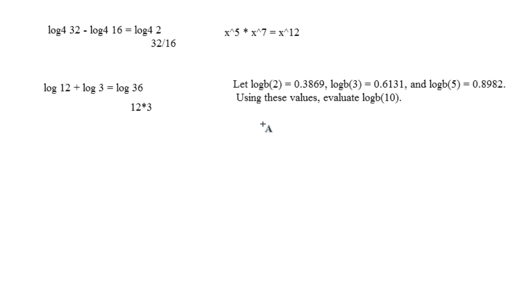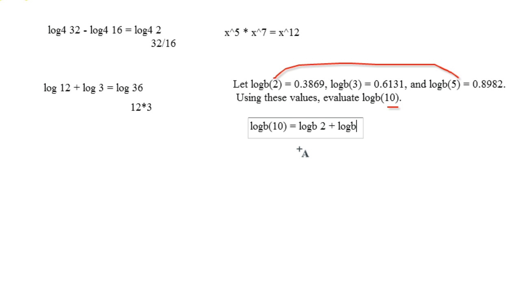Alright, let's let log base b of 2 equal this decimal. Log base b of 3, this decimal, and log base b of 5, this decimal. Use these values to evaluate log base b of 10. Well, if we think about that, 2 times 5 would be 10. So in other words, log base b of 10 is equal to log base b of 2 plus log base b of 5. And look at that, we know those decimals.